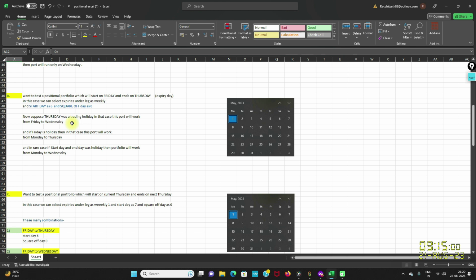Now suppose Thursday was a trading holiday. In that case, this portfolio will work from Friday to Wednesday, one day prior. And if Friday, your start day, is a holiday, then the portfolio will work from Monday to Thursday. And in the rare case that both the start day, Friday, and the end day, Thursday, are holidays, then the portfolio will work from Monday to Wednesday.